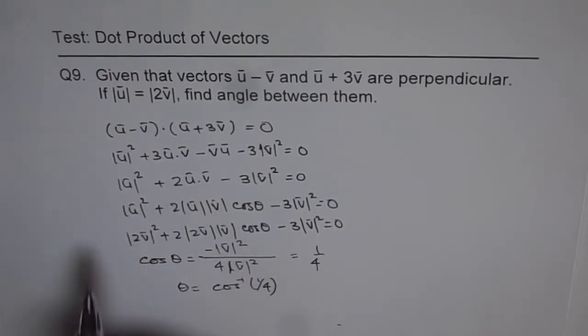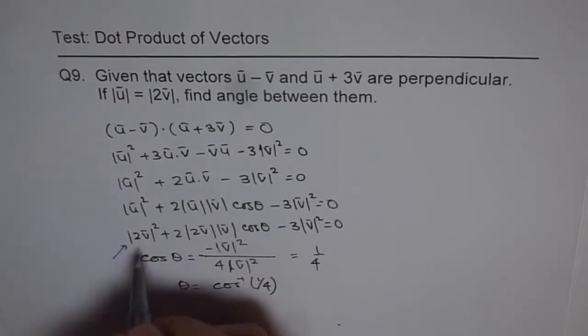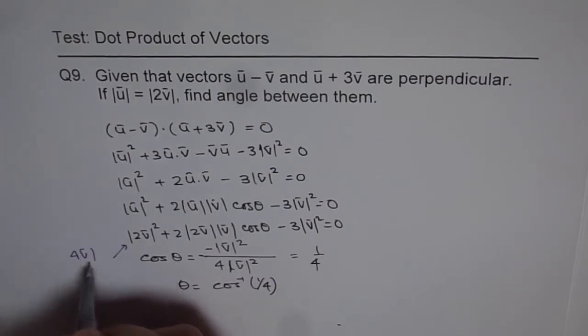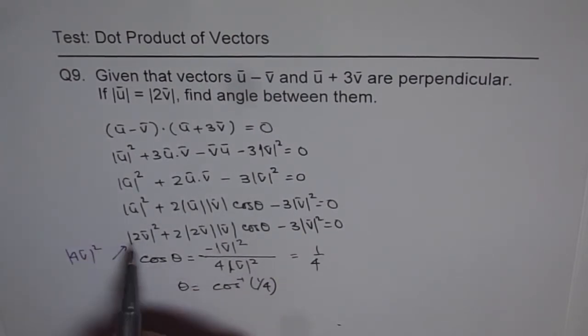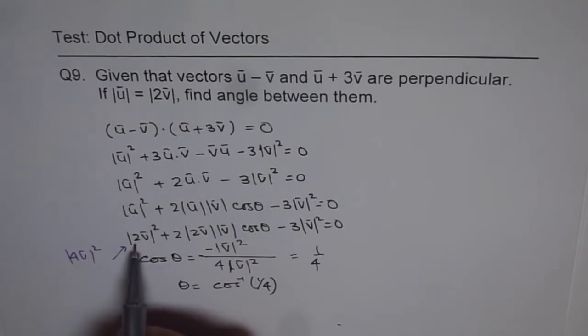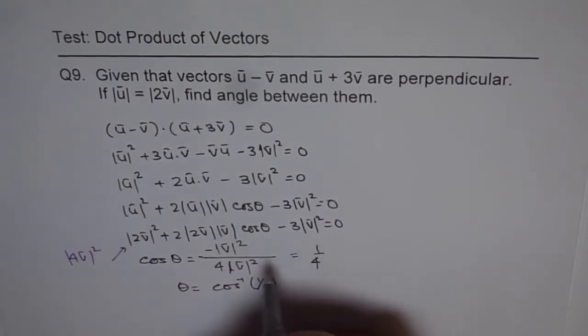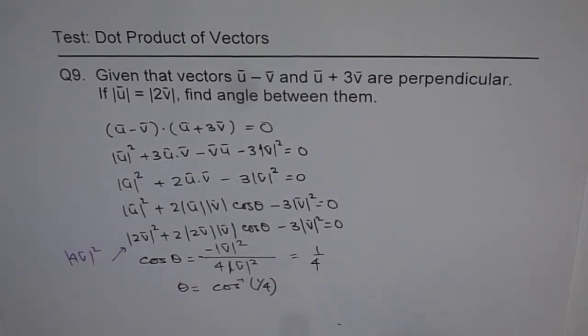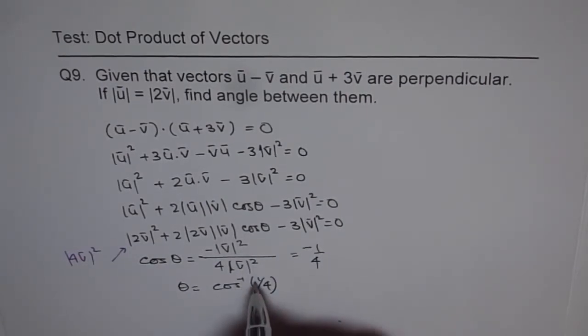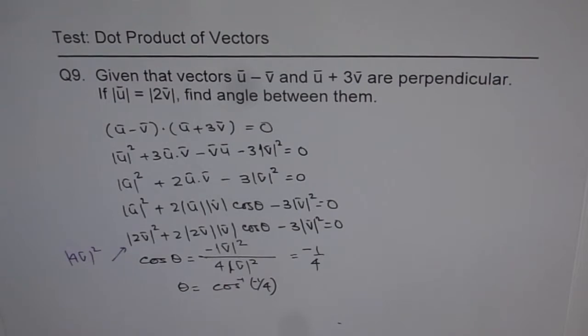This is minus, and this one actually, let me show it on the side. So the mistake which we made here is like this. This is actually 4v square, right? Not 2v square. The 2 is inside the bracket, so it gets squared. So we get plus v square. So when we take it to the right side, it becomes minus 1 over 4. And so we have to do cos inverse of minus 1 over 4.